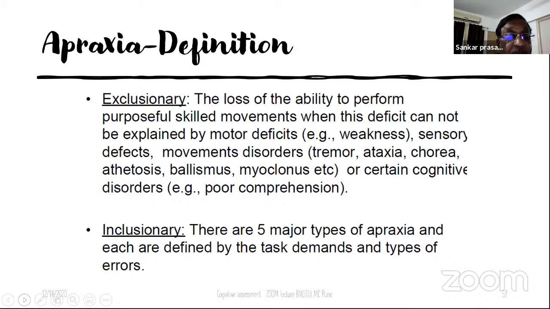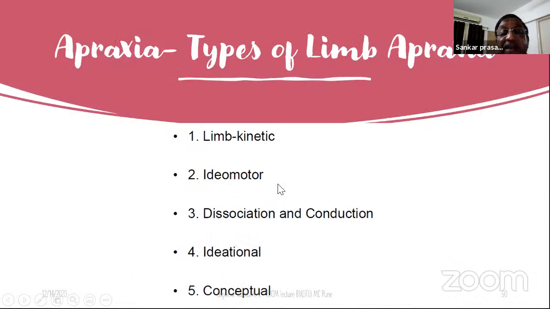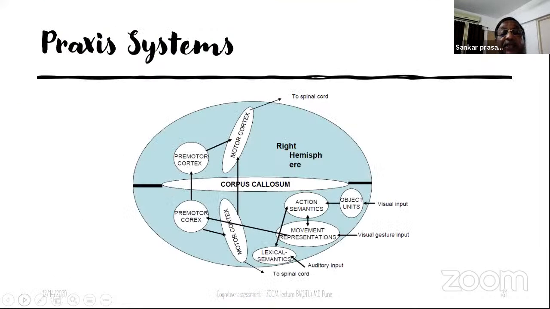Okay, so let's go on to the next. So the limb-kinetic apraxia, ideomotor, dissociation and conduction, ideational and conceptual. So these are the types of limb apraxia, and all the DNB students, mind you, this question is often asked in exams. So you should know in detail about the types of limb apraxia and how to examine them. So you can look at this.